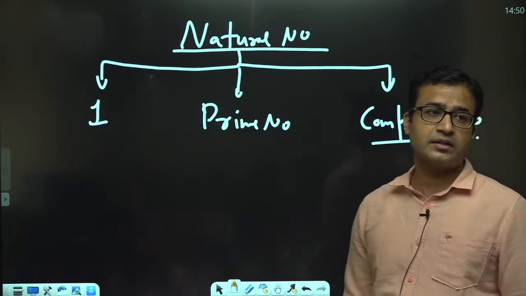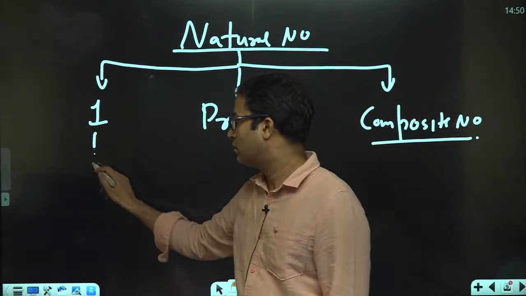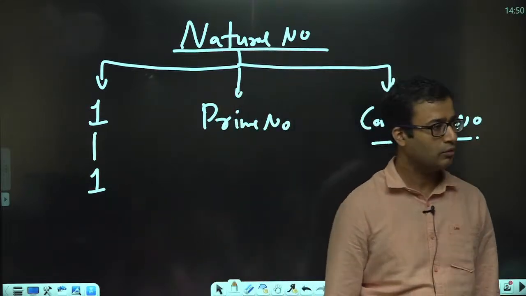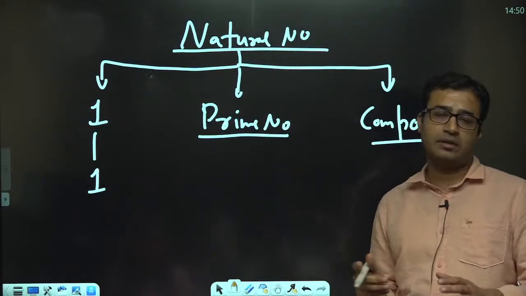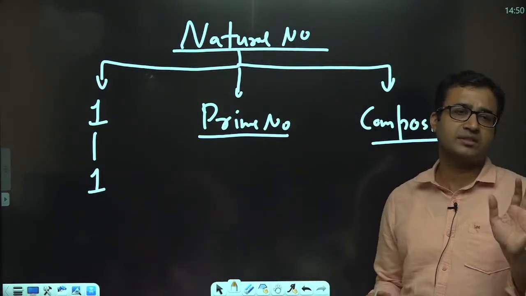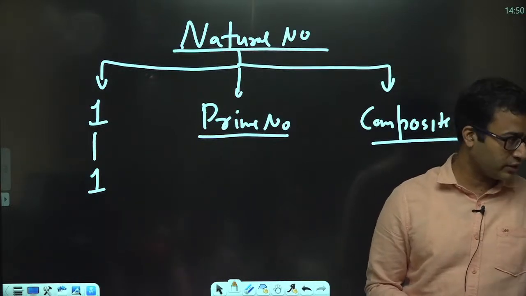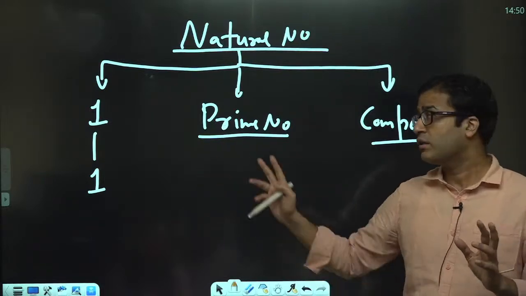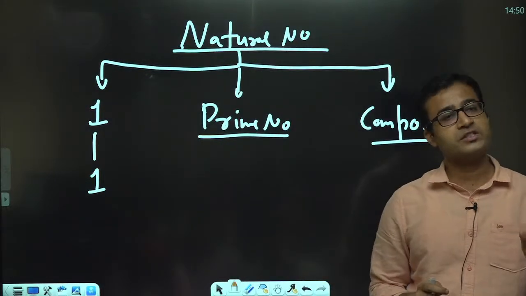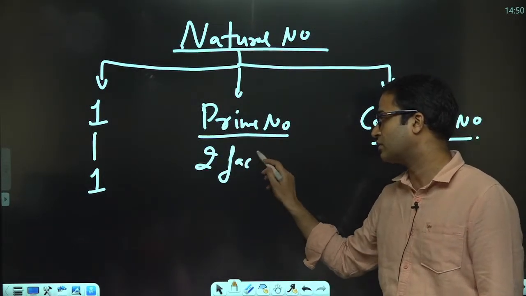Tell me how many factors does 1 have? 1 only. 1 is divisible by only 1. Now someone who gave this concept of prime and composite, wonderful thing. What he did, he checked the natural numbers, then realized 1 is divisible by only 1, then he found there are certain natural numbers which are divisible by only 2 numbers, which means having exactly 2 factors.